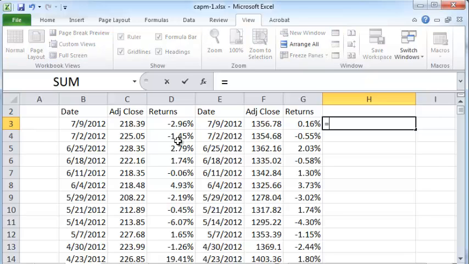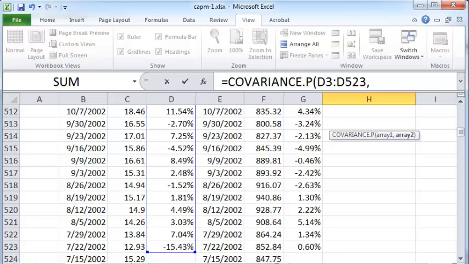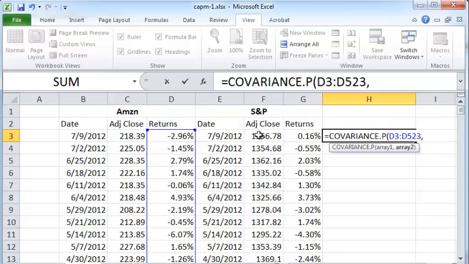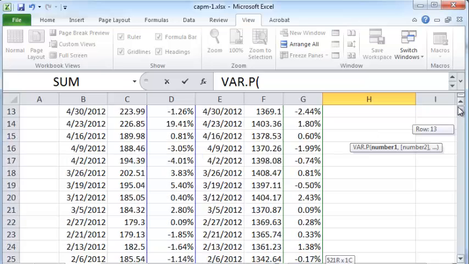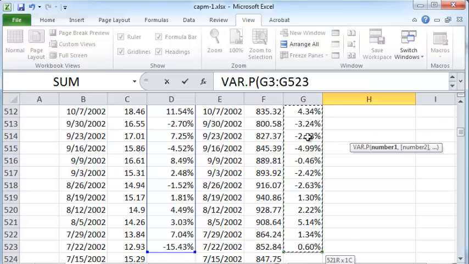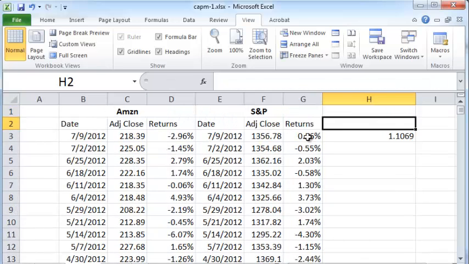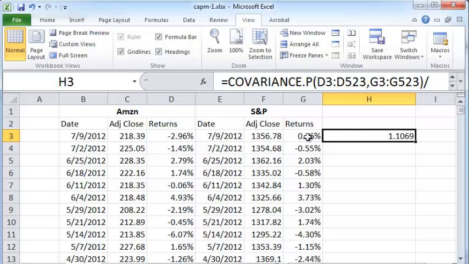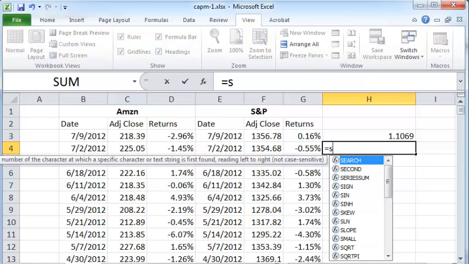The beta is nothing but the covariance of the returns from Amazon to the returns from S&P divided by the variance of the returns from S&P, and that's about 1.1067.